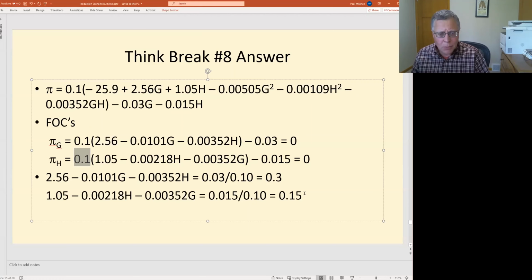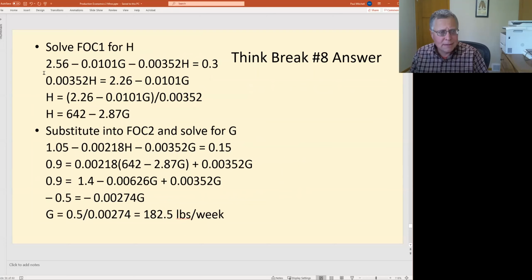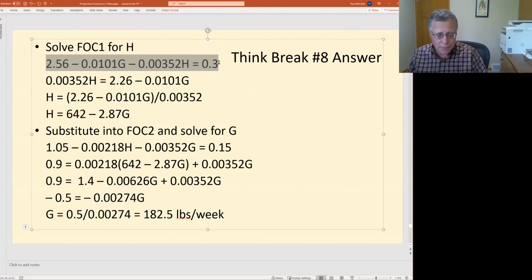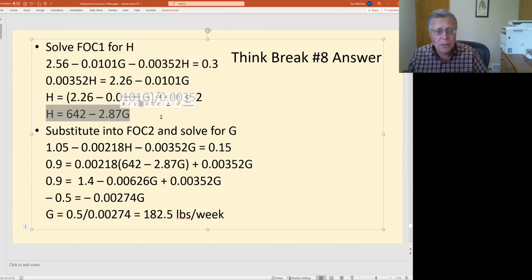So we're going to work through the math the same. We're going to solve that same first order condition, the first one for H. This time it's going to be slightly different. The process is the same, but the numbers are different. And you're going to get H equals 642 minus 2.87G. You should kind of see how quickly this gets complicated, but the process is the same, straightforward process.